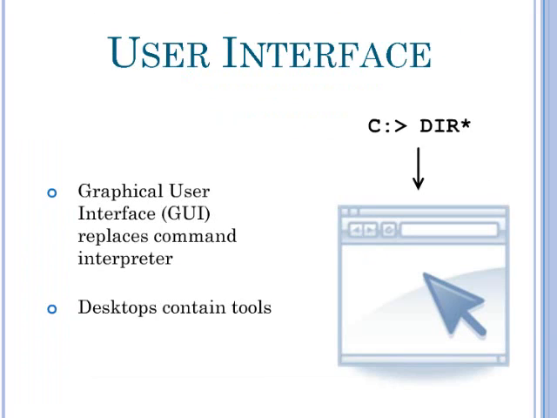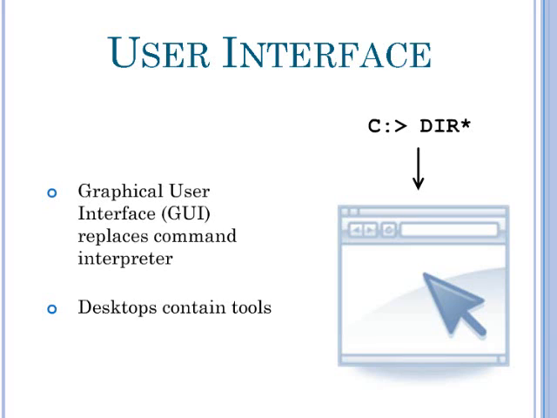When computers were first invented, you pretty much had to be a programmer to use them. That's because all the instructions your computer received were through something called a command interpreter. Let's say you wanted to open a file and see the list of files on your hard drive. You would type something like C:\dir, which means, show me a list of all files on my C drive. Pretty hard to remember, right?